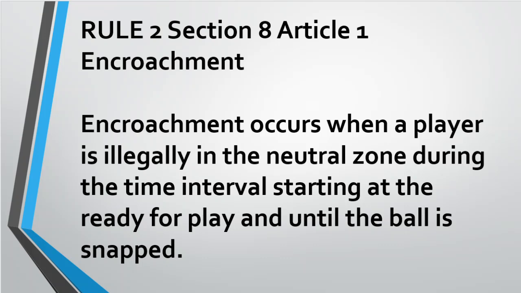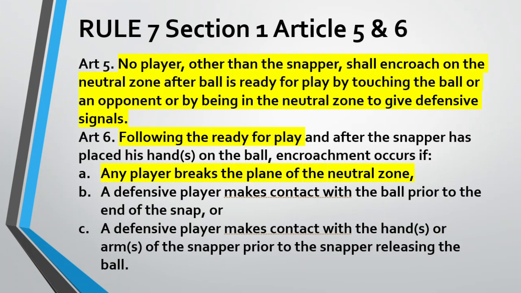Now let's take a look at another rule. The second rule that applies to this is Rule 7, Section 1, Articles 5 and 6. Article 5 specifically says no player other than the snapper shall encroach on the neutral zone after the ball is ready for play by touching the ball or an opponent or by being in the neutral zone to give defensive signals. Article 6 states following the ready for play, A, specifically what we're focusing on, any player breaks the plane of the neutral zone. So remember, the ready for play is when our umpire normally spots the ball. That's when the ready for play begins. And so let's take a look at one more rule related to this play.